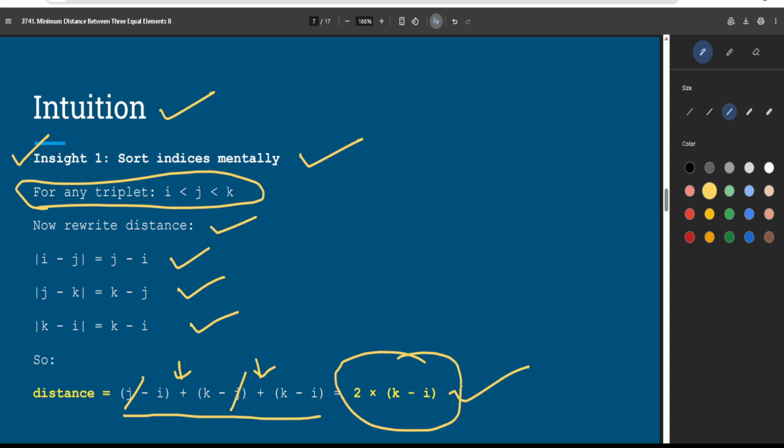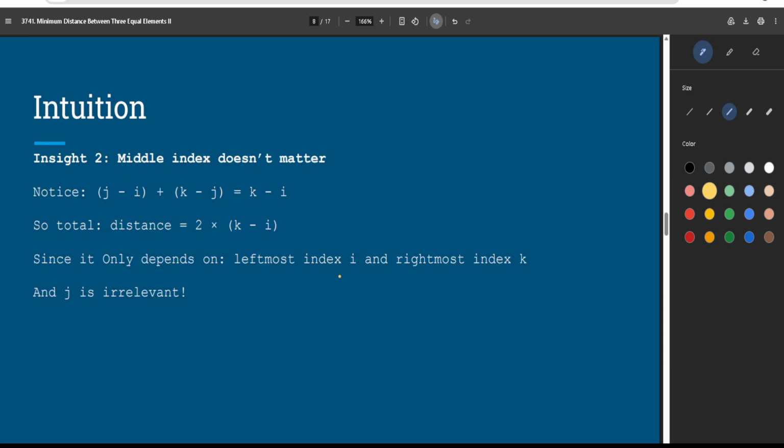So this is the distance we have to calculate, 2 into k minus i. Basically the question says, if you have 3 indices i, j and k and you want to find the distance, you just need to do 2 into k minus i, that we have seen. So this is the hidden thing that we should understand. Let's talk about it further so we understand.